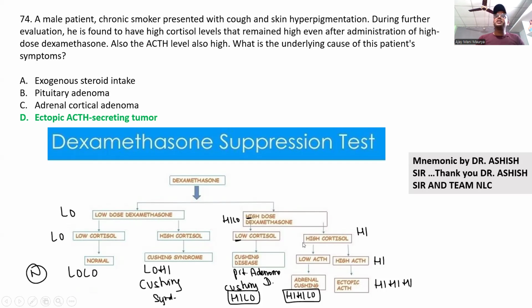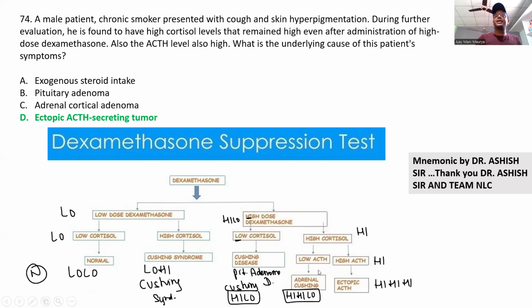If you give the high dose dexamethasone and the cortisol remains high, please remember this one, and ACTH is low, it is the adrenal Cushing. If there is still high ACTH, it is called ectopic ACTH.